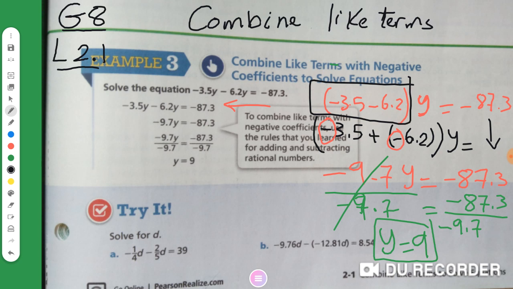For me, I prefer to do the coefficient of y first, whether it's plus or minus or something else, or multiply. So make it first, then multiply it with y, like this one. So it will become negative 9.7 multiply y. Then divide both sides by negative 9.7. You will find y equals 9.